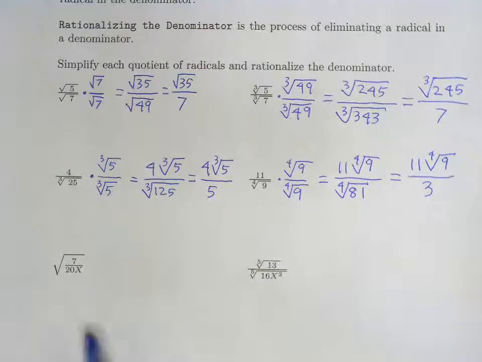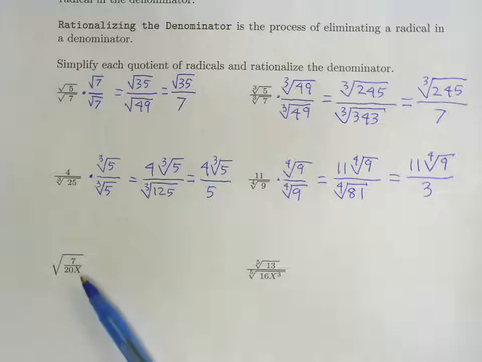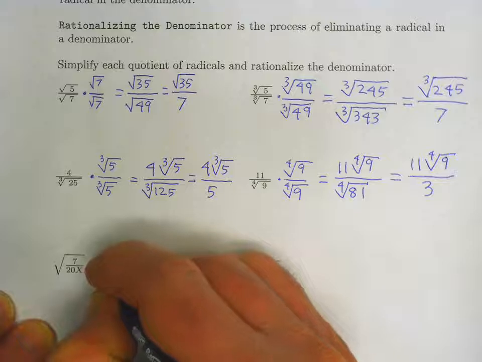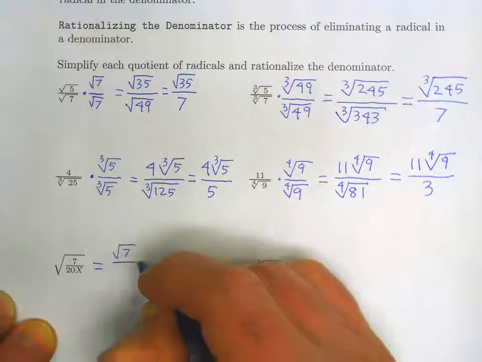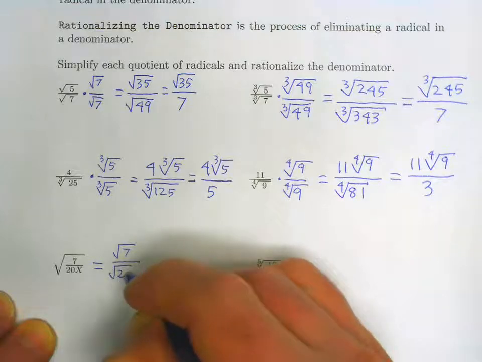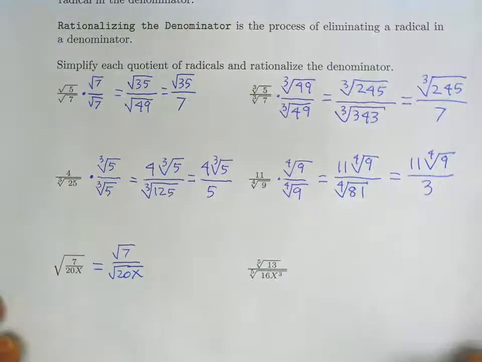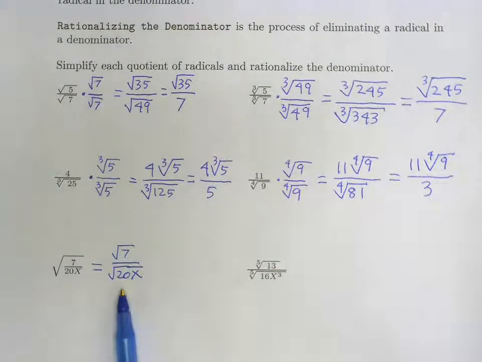Okay, the next example, this time we have the square root of 7 divided by 20x. If you want to, apply the quotient property of radicals to write it as the square root of 7 over the square root of 20x. You can. So we have to rationalize the denominator.